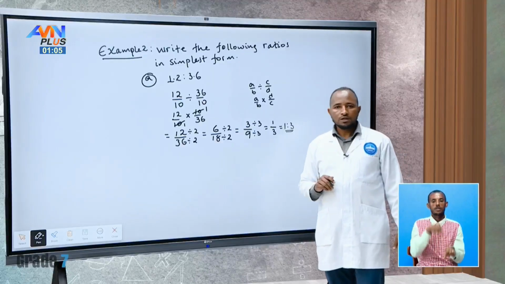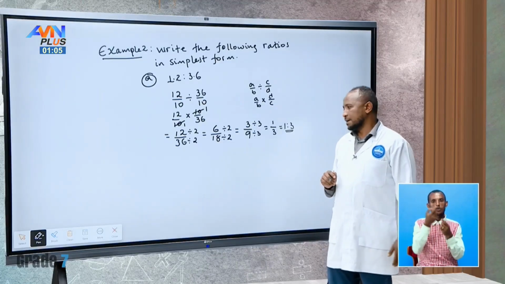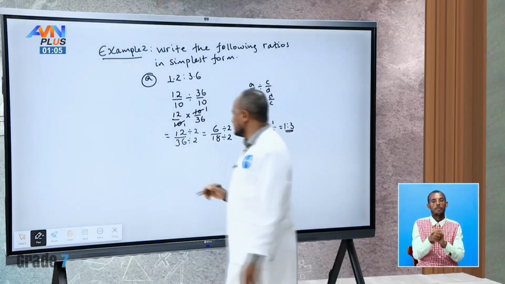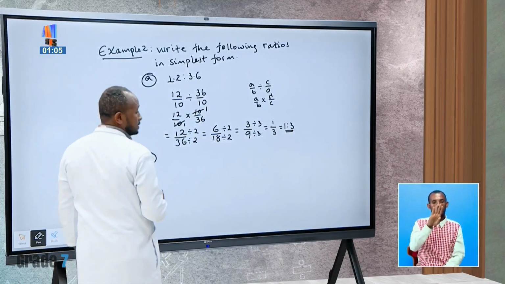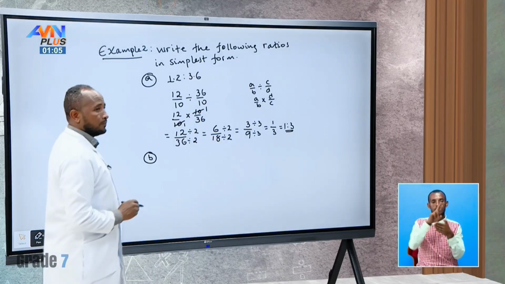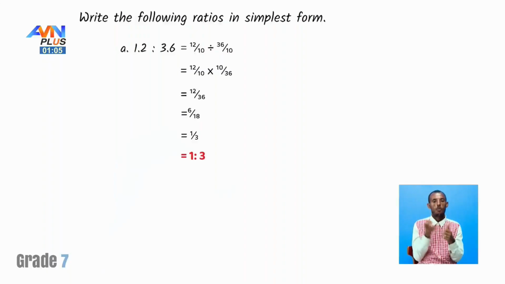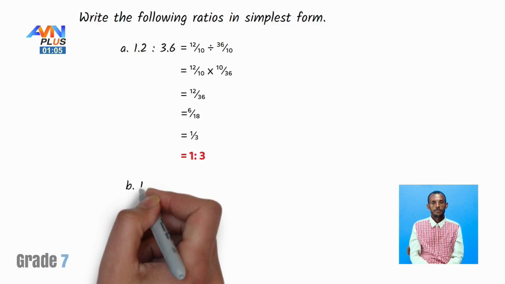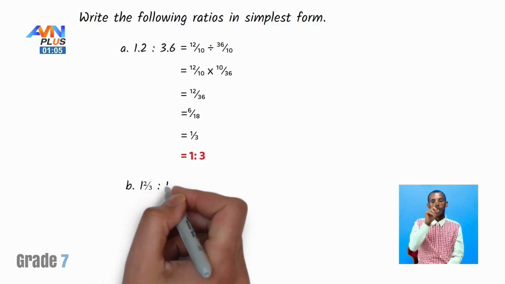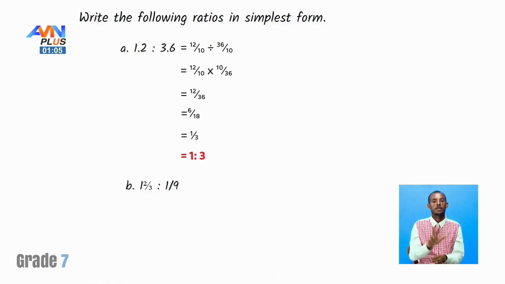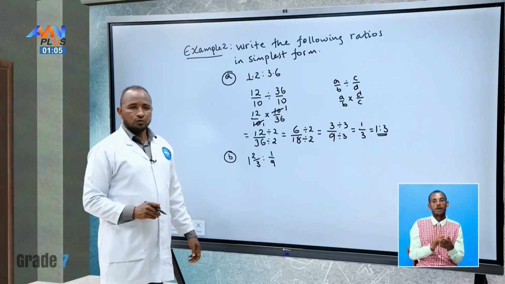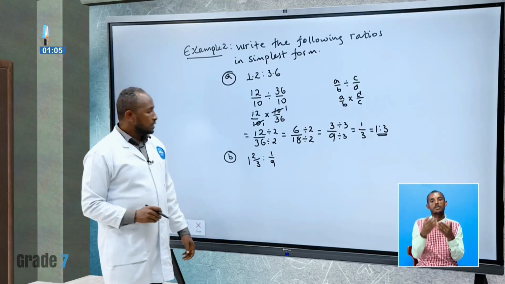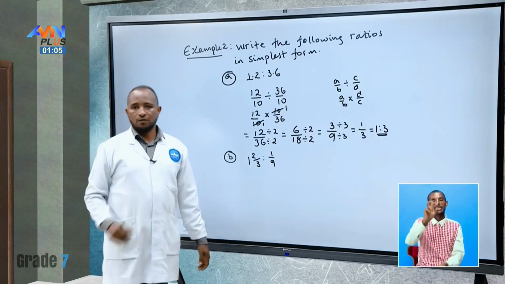So now, let's proceed to the next example. Okay, B. Write this ratio in simplest form: 1 and 2/3 ratio 1/9. Please, students, try to simplify this ratio or write it in simplest form. I will give you 30 seconds for this.